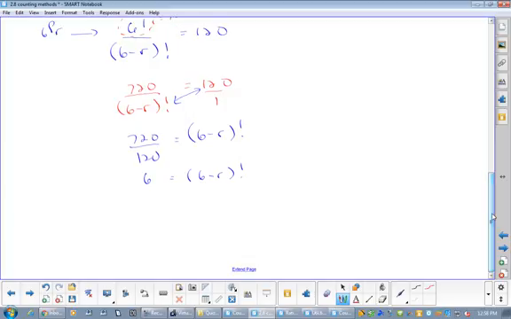Now, even from this place, I would say, pick an r. That would work. Okay? Now, the r we got was 3. So does that make sense? Does 6 equal 6 minus 3 factorial? Does 6 equal 3 factorial? What does 3 factorial equal? 3 times 2 times 1, right?